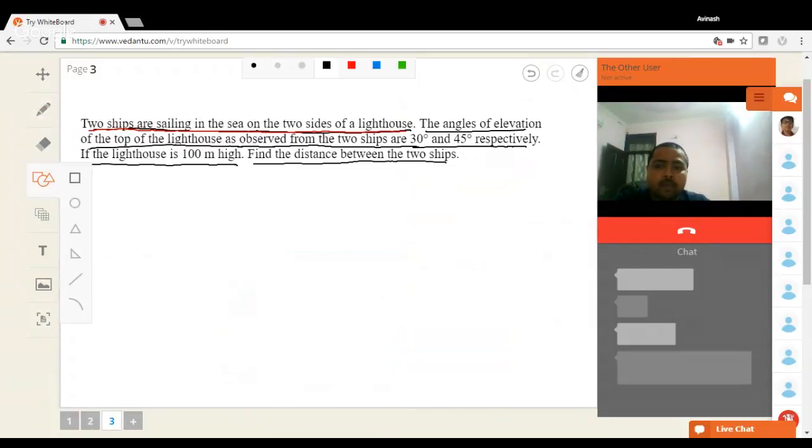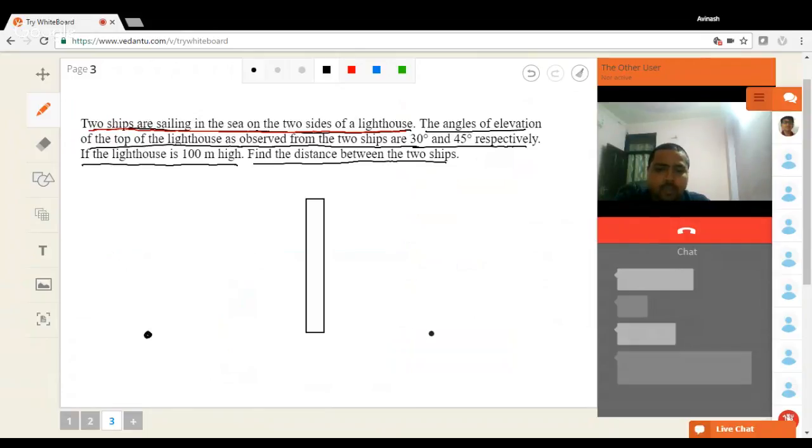So first we will make a lighthouse here, and then we will make two points to represent the ships. So you can take it, these points are ships. And both the ships are opposite to each other, on opposite sides of the lighthouse. Then they said the angle of elevation of the top of the lighthouse, so the top of the lighthouse is this. The angle of elevation as observed from the two ships means from one ship it is 30° and from the other ship it is 45°.